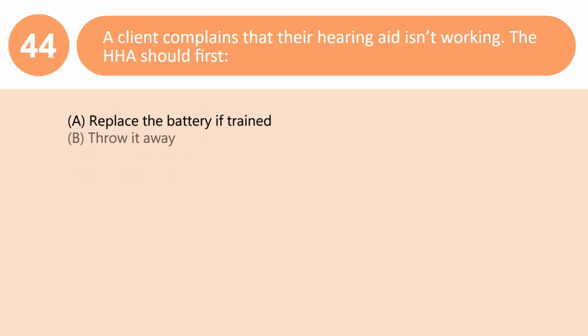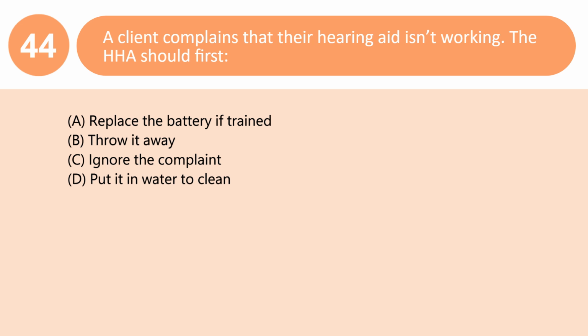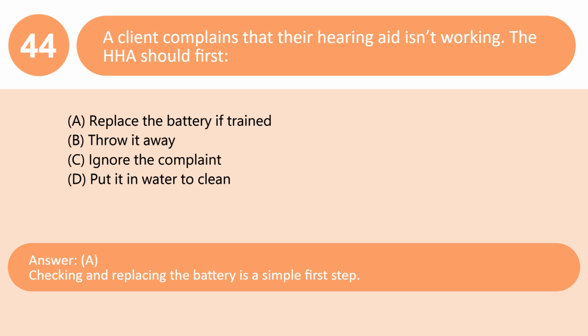A client complains that their hearing aid isn't working. The HHA should first: A. Replace the battery if trained. B. Throw it away. C. Ignore the complaint. D. Put it in water to clean. Answer A. Checking and replacing the battery is a simple first step.